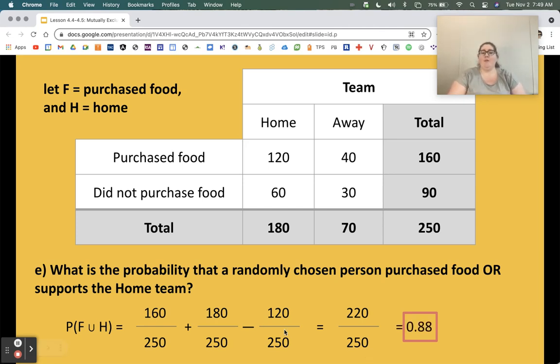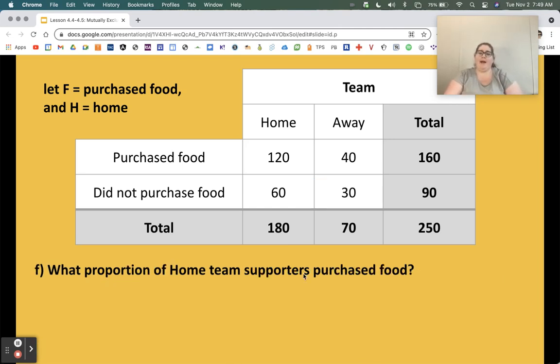So technically, we do have a formula for OR that is a little different from what we talked about in class, because we're dealing with an intersection of things that are not mutually exclusive. So we'll look at that formula in a second.